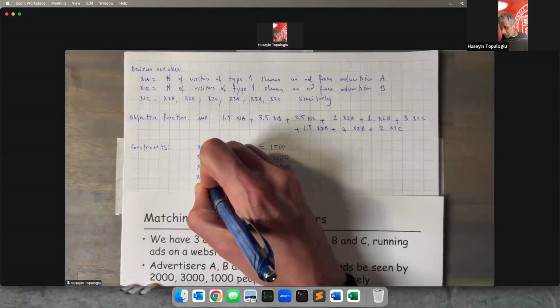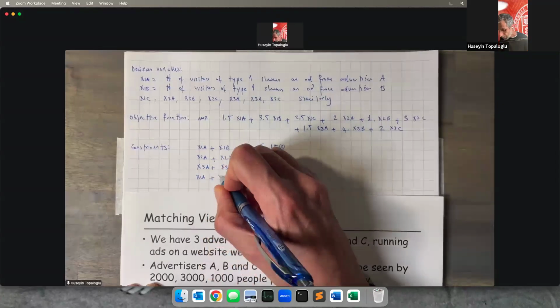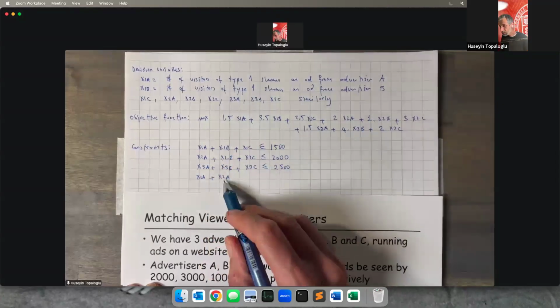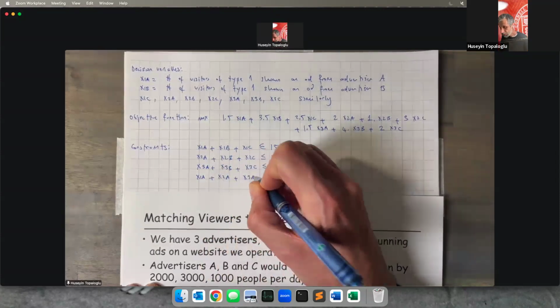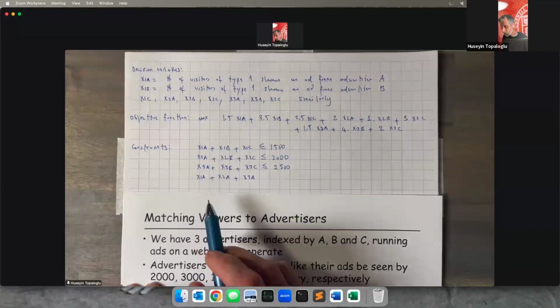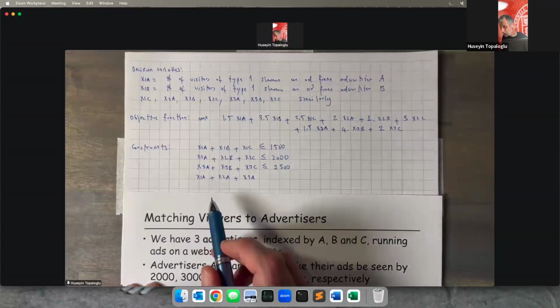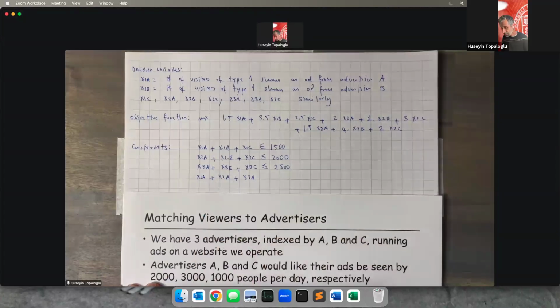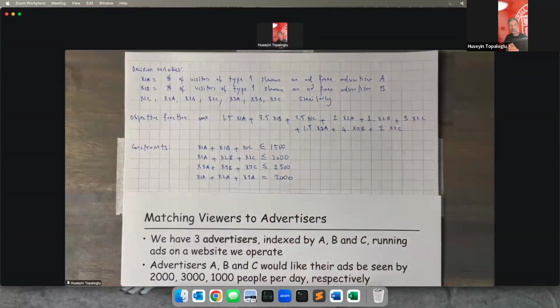So X1A is the number of visitors of type 1 seeing an ad from advertiser A. X2A is the number of visitors of type 2 seeing an ad from advertiser A. And X3A is the number of visitors of type 3 seeing an ad from advertiser A. So this is the total number of visitors of any kind seeing an ad from advertiser A. So this is the total number of visitors that advertiser A is getting. That should equal the desired number of viewers that the advertiser has. Okay. Good.